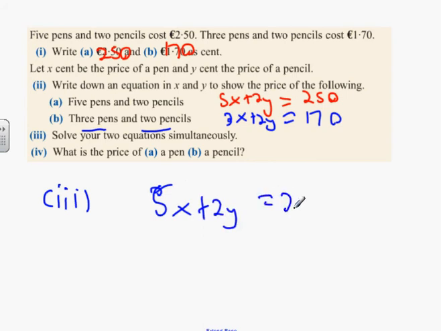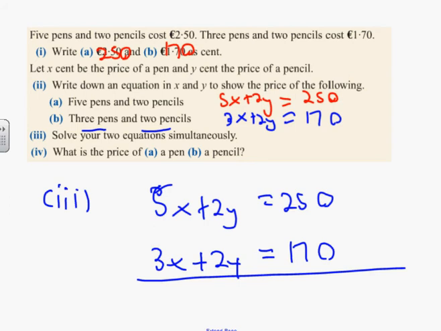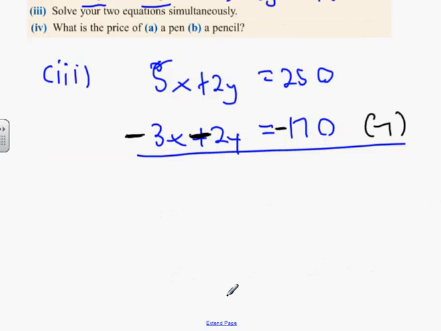y. Okay. And any idea how you're going to get rid of that y? Choose one of them and multiply it by -1. But choose the bottom one, okay? Alright. Minus 3x minus 2y equals minus 170. What do we get? 5x minus 3x? 2x. y's are 0. 250 minus 170? 250 minus 170, anybody?